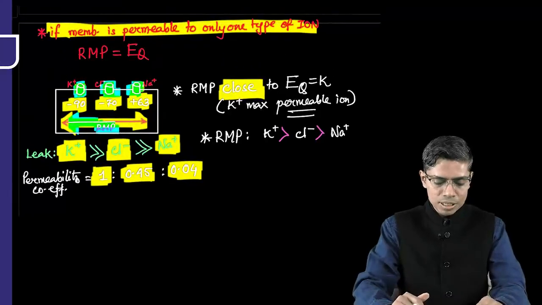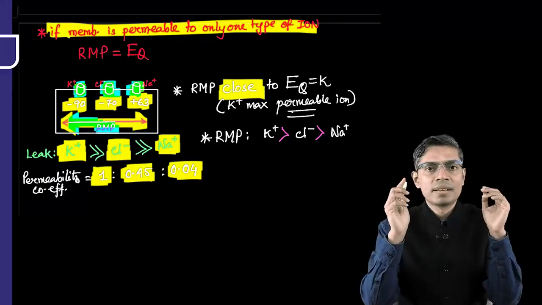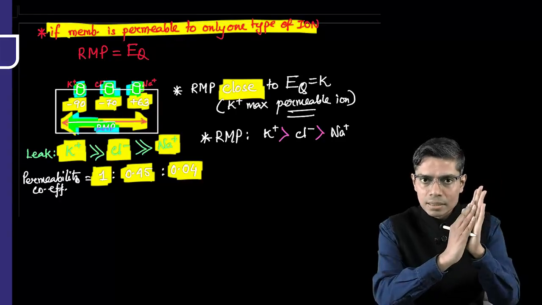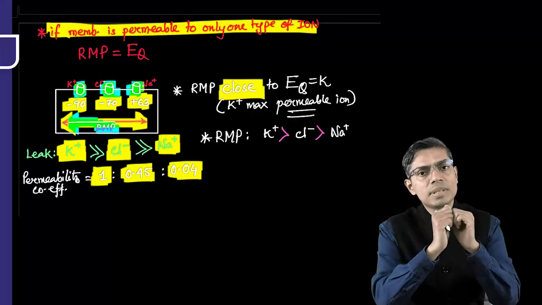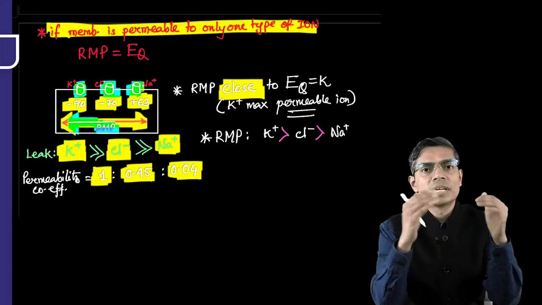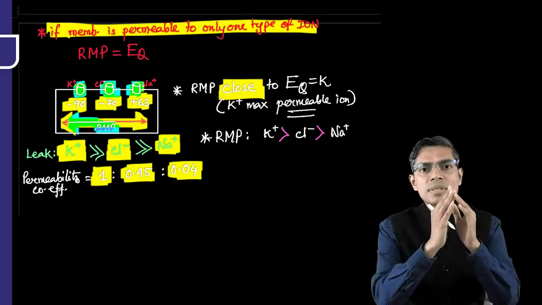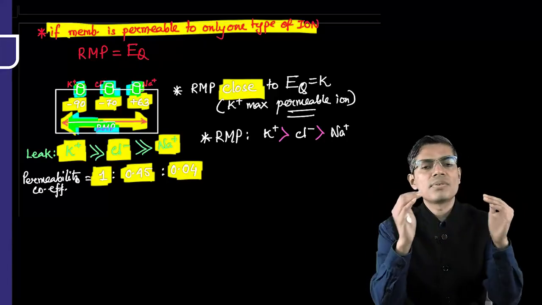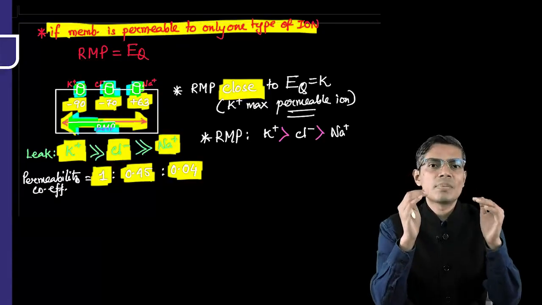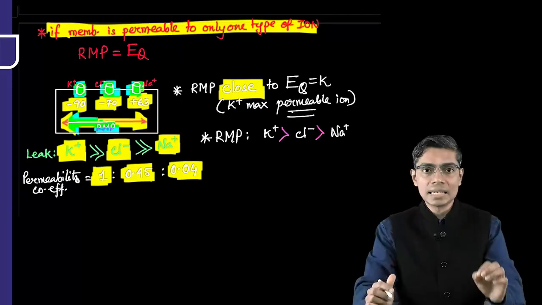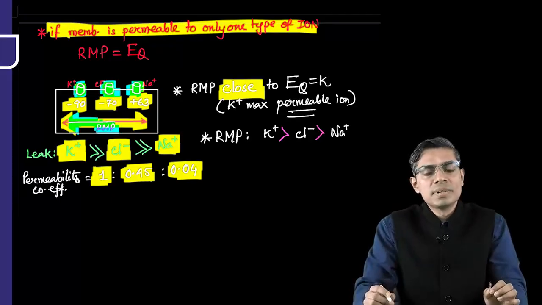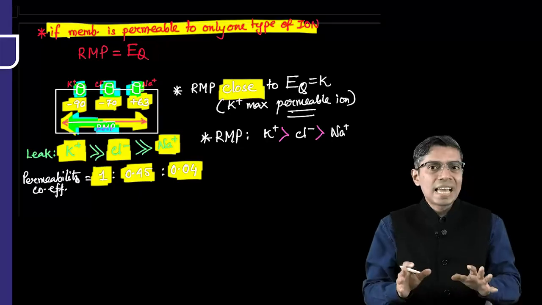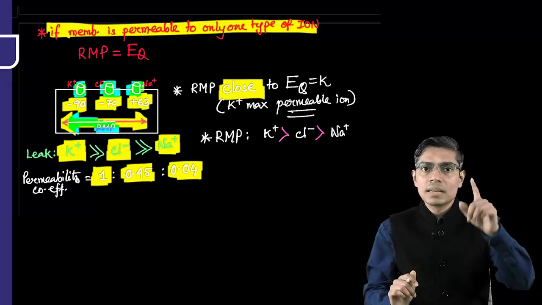But for the time being, you require this basic concept to remember that if the cell membrane is permeable to only one type of ion, then RMP is equal to equilibrium potential of that ion. And how to calculate the equilibrium potential? By Nernst equation, right? But if the membrane is permeable to three different types of ion, then all will contribute for generation of the RMP, but the maximum contribution will be given by the ion which is maximally permeable in resting condition. That's all.